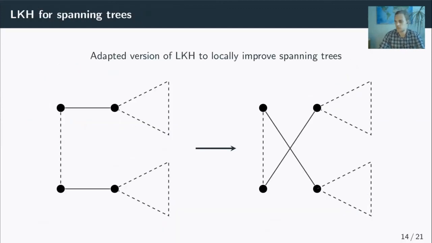spanning trees. So given such a spanning tree like here, we want to exchange those two edges, for example, such that the overall cost of the tree is cheaper. And of course, we want to not destroy the spanning tree property. This new graph should remain a spanning tree.